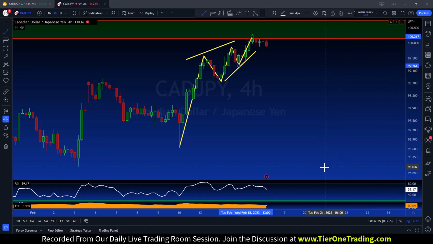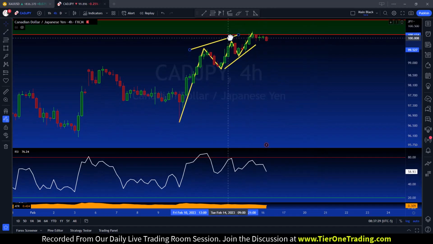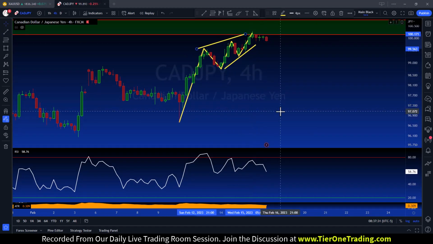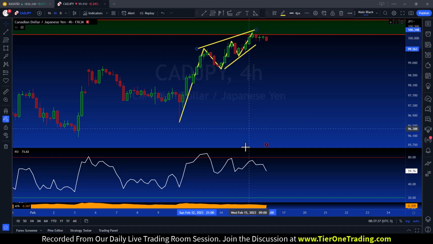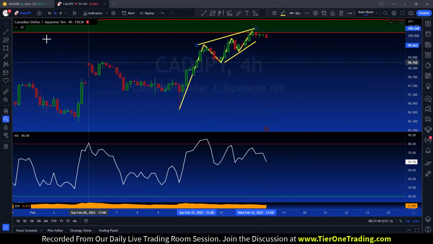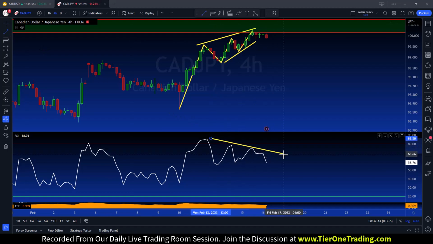Now, what you would want to pair this with on your indicator is divergence in the RSI, right? So again, you see price, although slowing down, has continued to make higher highs. However, we look at our relative strength index, and again, you can use whatever indicator of your choice. We can actually see price is making lower highs.